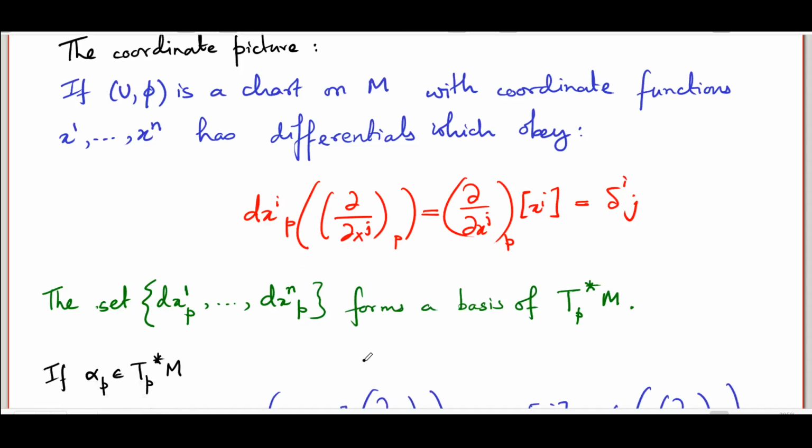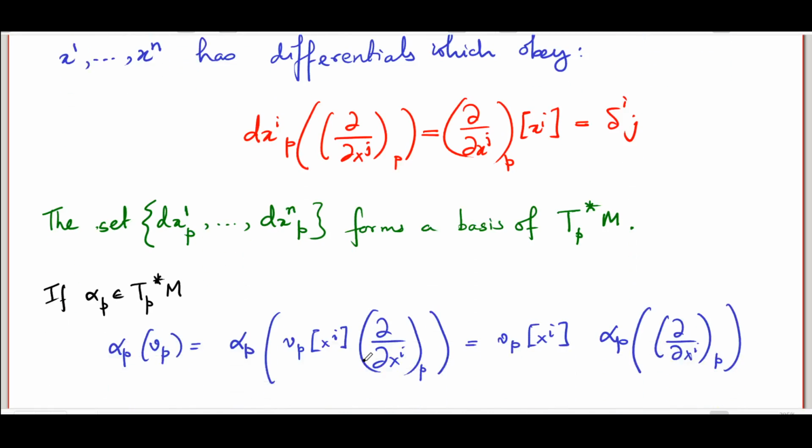Now, if alpha p is any covector in Tp star M, the value of alpha p acting on Vp can be rewritten in this form, where Vp is any tangent vector. Note that any tangent vector at the point P can be expanded in terms of the basis vectors del xip. Not only that, we know that the coefficients that will sit in front of the del xips in this expansion are nothing but the results of Vp acting on the coordinate functions.